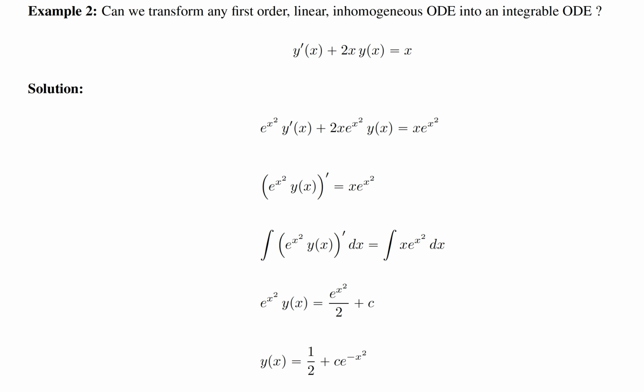So what we can deduce is that given any linear inhomogeneous ODE, we can transform it into an integrable one by multiplying it by some function that we call the integrating factor. So e to the power x squared in here is called the integrating factor. So we can multiply our ODE, whatever this ODE is, by some integrating factor that would transform my ODE into an integrable one, or a simple ODE.